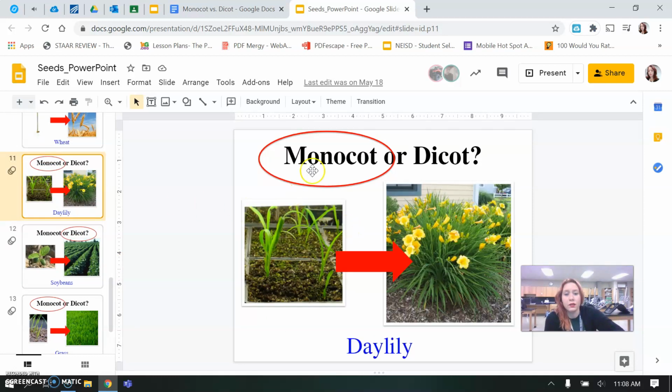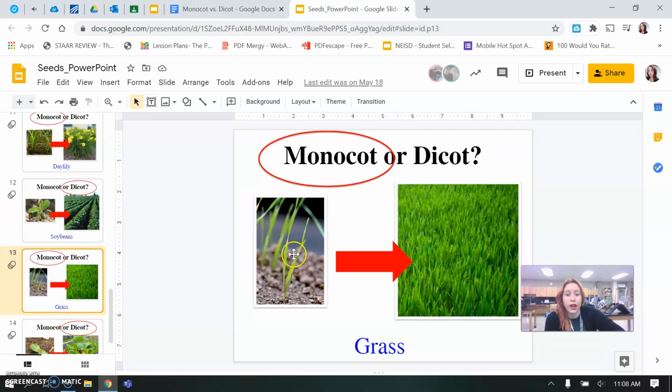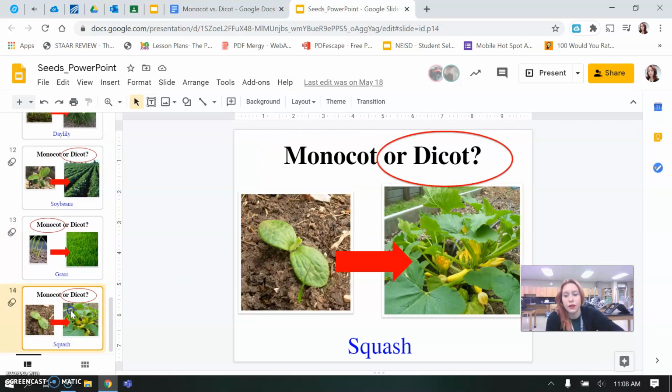Our daylily is a monocot. And this one is confusing for kids because they see it looks like there's more than one leaf, but it does look like grass, and one primary leaf is what it would begin growing with. So we would say that this is a monocot. Grass is another monocot. And if you see a seed sprouting and it looks like grass, then we would call that a monocot. And then lastly, squash is a dicot because you'll notice the two primary leaves.